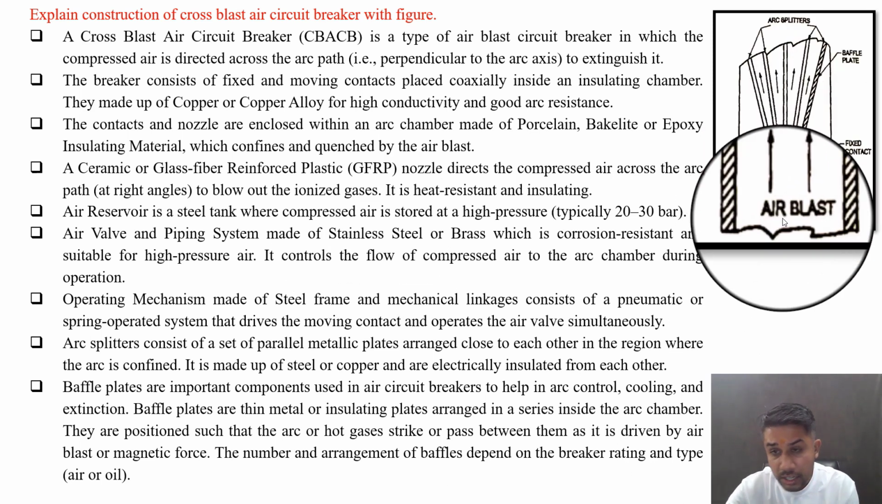You can visualize this. The air blast from the downward direction forces the arc to flow in the upward direction and it passes through the baffle plates. So the number of baffle plates and the arrangement depend on the breaker rating and the type of the breakers, whether it is air type or oil type. So this is the basic construction detail of the cross blast air circuit breaker.